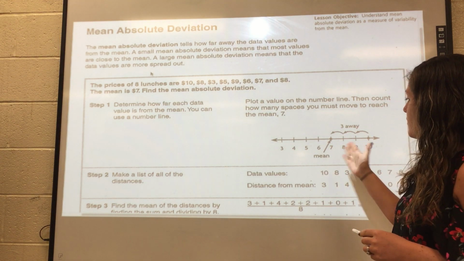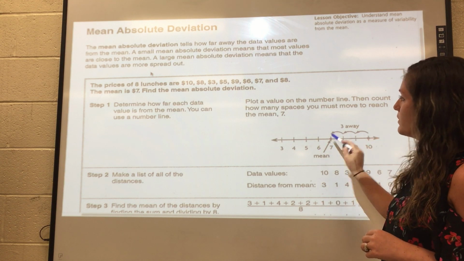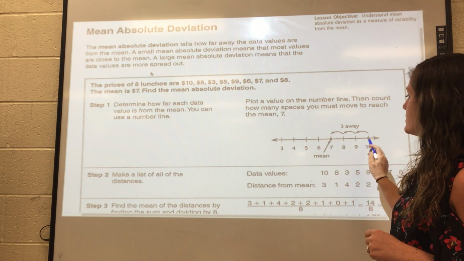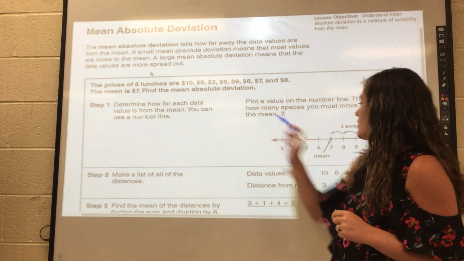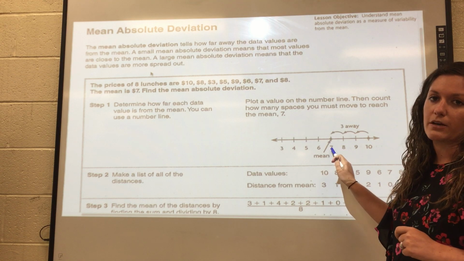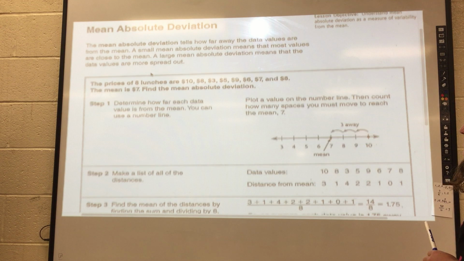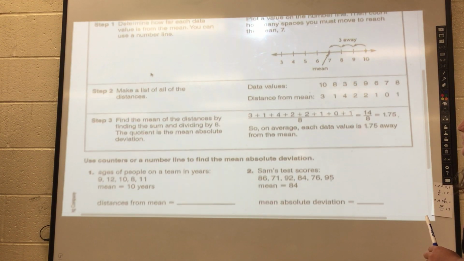So we plot the other numbers in our data set on this number line, and we count how far away they are from that mean. You can see here they use the example of the $10, and they drew little arrows to represent that it is 3 away from our mean of 7. Now you're going to do that for all of the points in the data set.